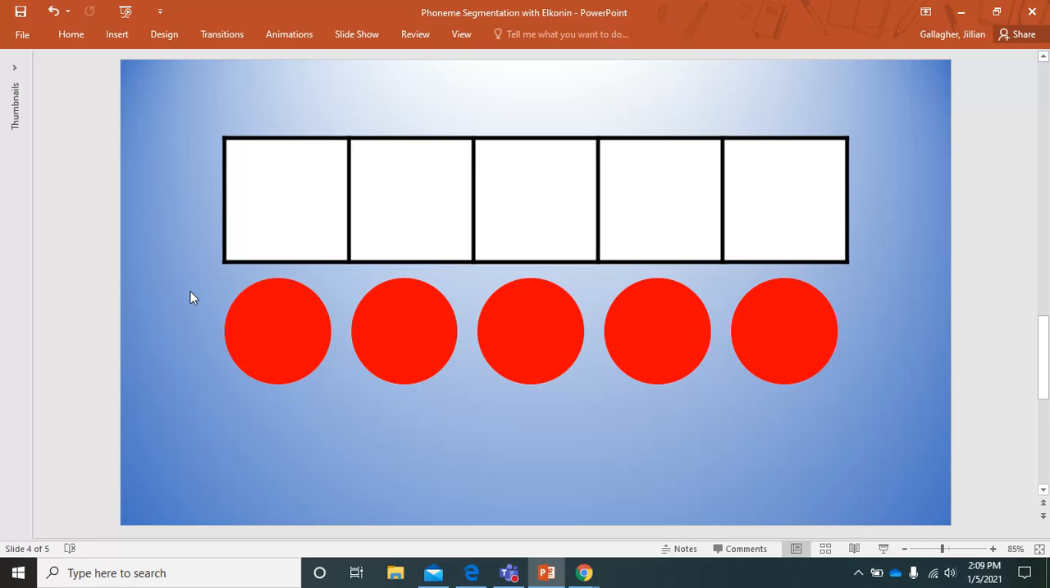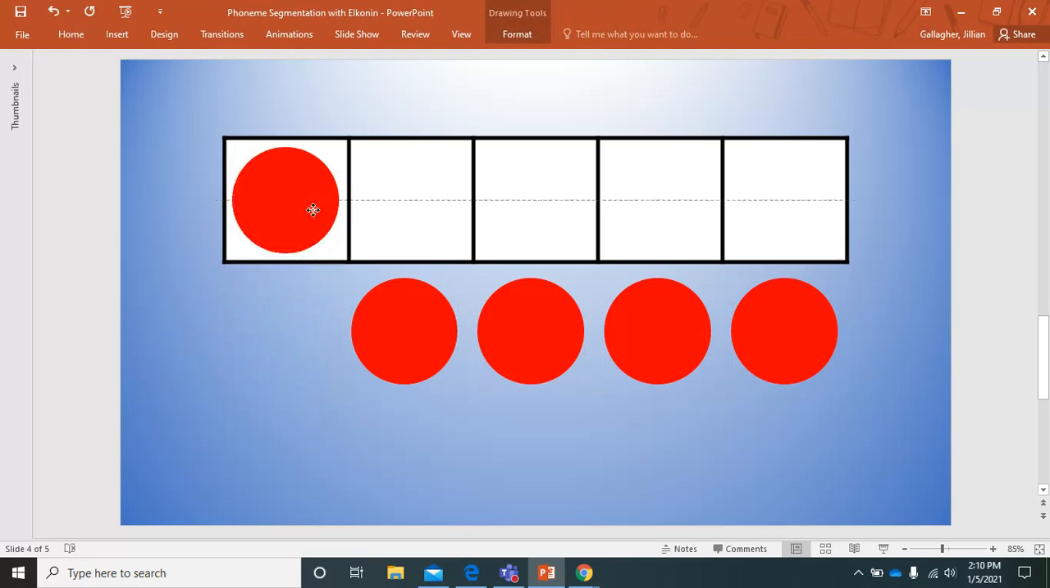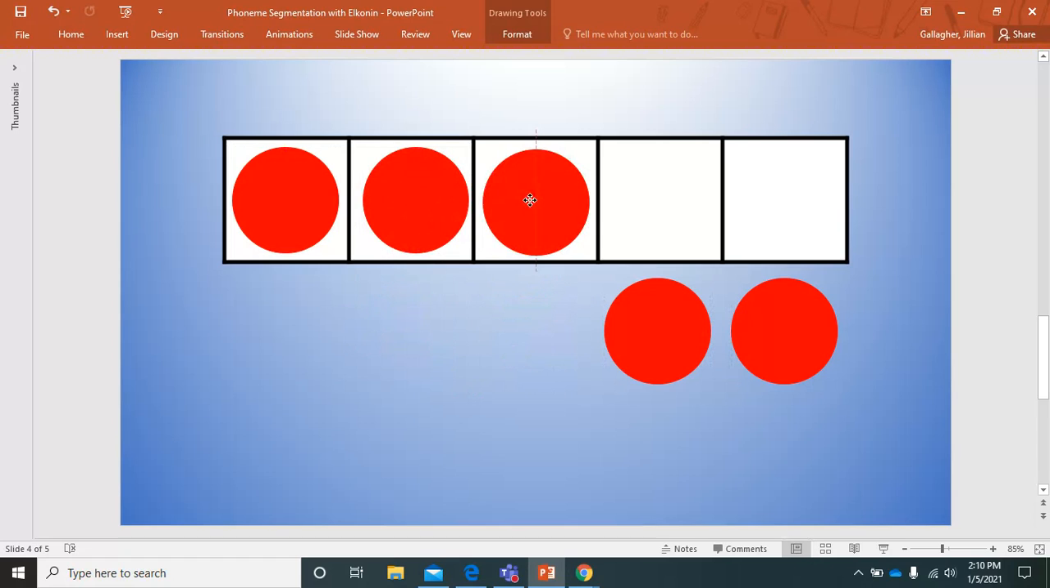So the first word we're going to segment is cup. I would have my students repeat the word cup. Let's move the chips up into the Elkonin boxes, left to right, to represent each sound in the word cup. The sounds in the word cup are k, u, p. Cup, k, u, p.